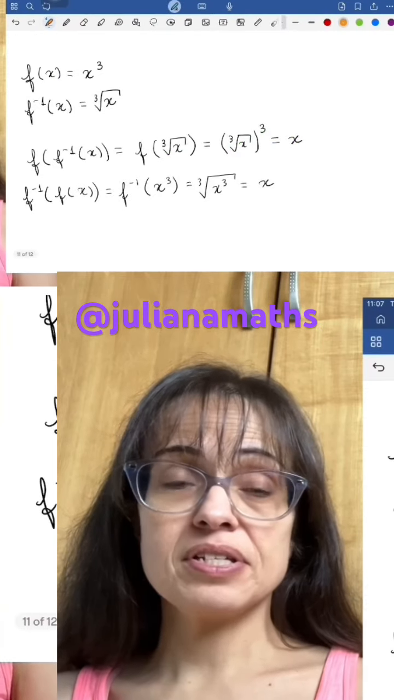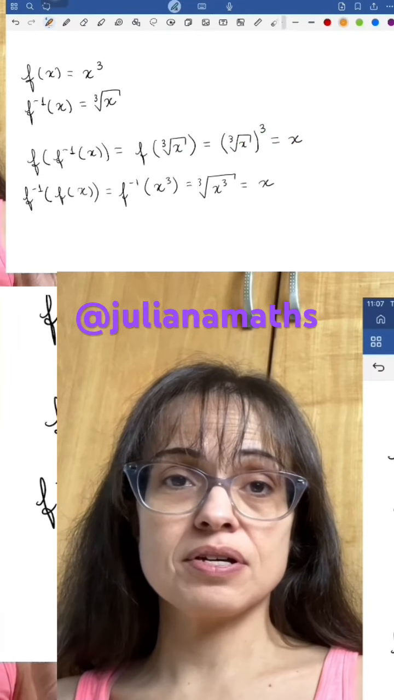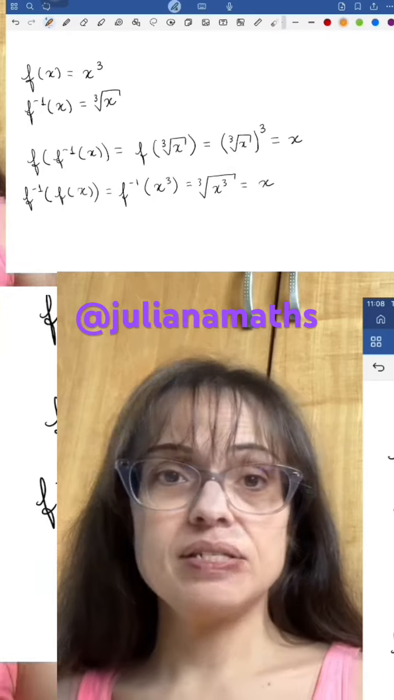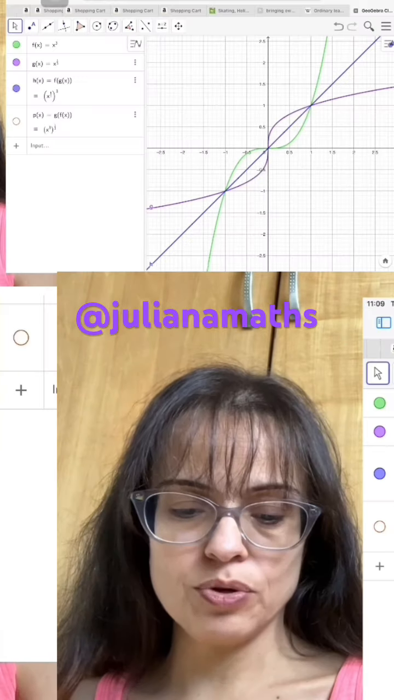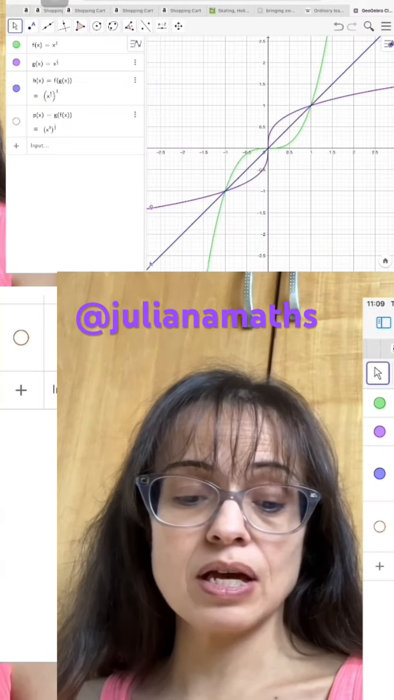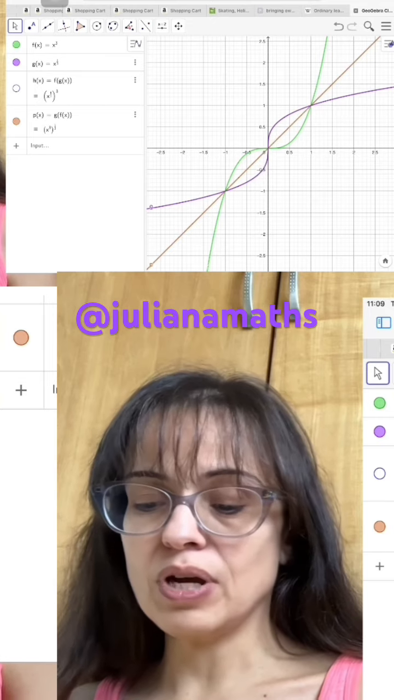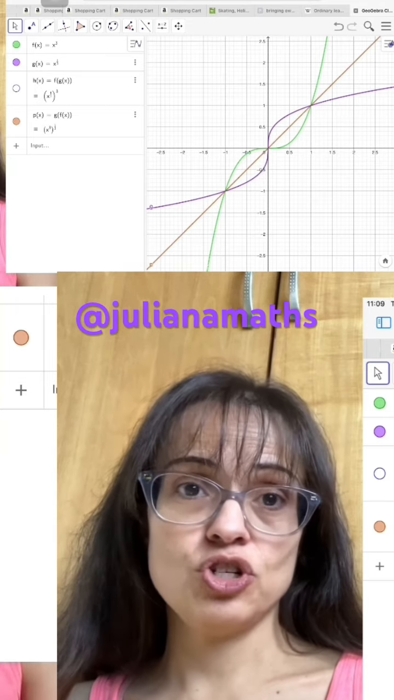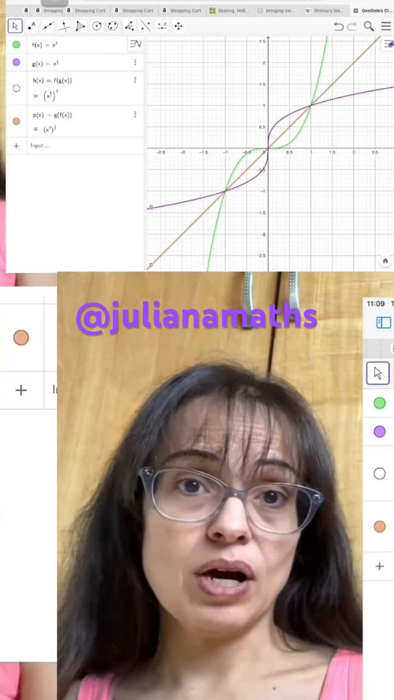One example that doesn't have any problems is x to the power of 3 and its inverse, the cubic root of x. You can put the cubic root inside or you can put the cubic root outside, and in both cases you just get as the composition the line y equals x.